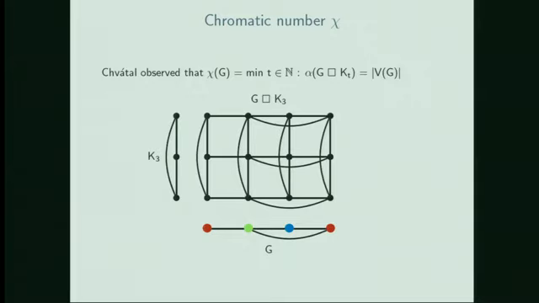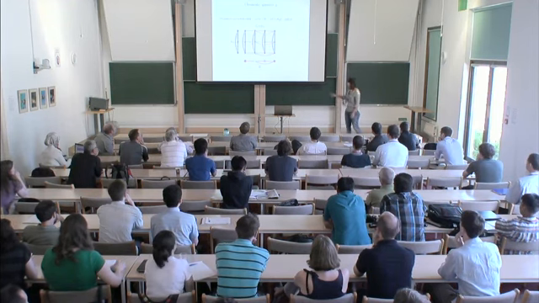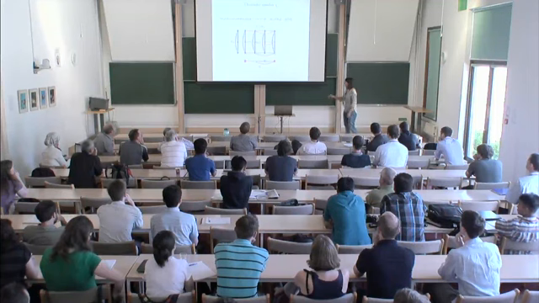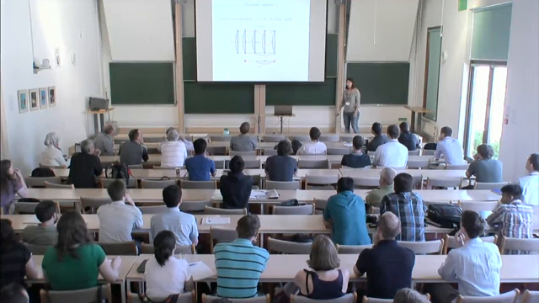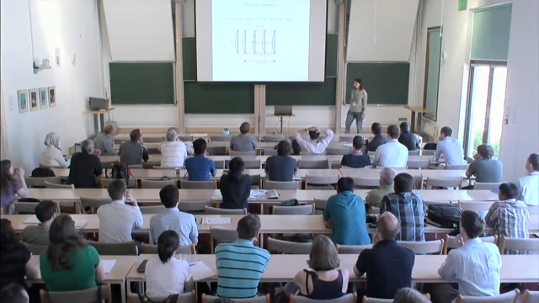And what Shabata's observation tells us is that the chromatic number is the minimum integer t such that the stability number of the Cartesian product graph between G and the complete graph on t nodes is equal to the number of vertices of the graph. So let's see why this intuition works. This graph G is not bipartite, and with 3 colors we actually can color it. So the chromatic number is equal to 3. Here I put the complete graph on 3 nodes, and we can label its nodes by colors.